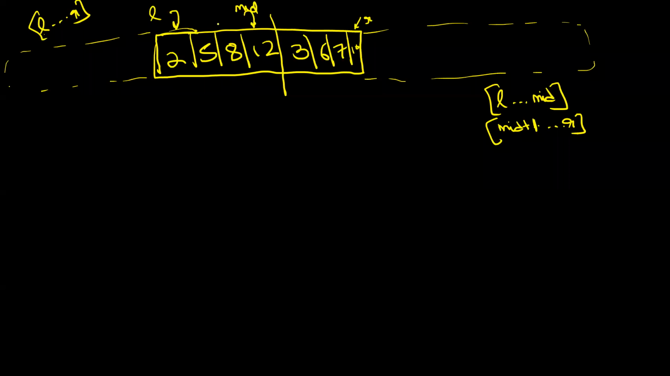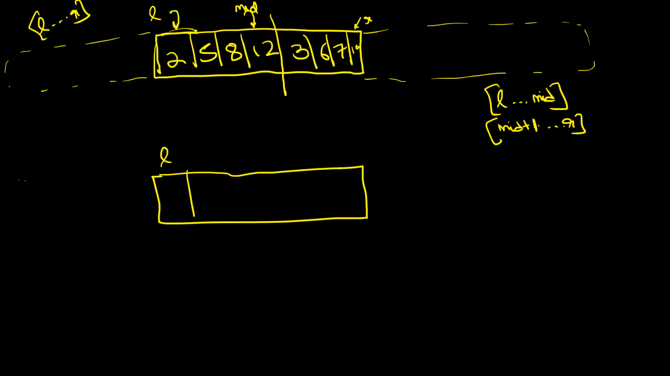So what do I do? You have two sorted subarrays, right? So first of all, I will create a new temporary array of the same size as the original array. So I create a very big temporary array of size n. And that temporary array will also have indexes from L to R for sure, right? Because L and R are lying between 0 and n minus 1.